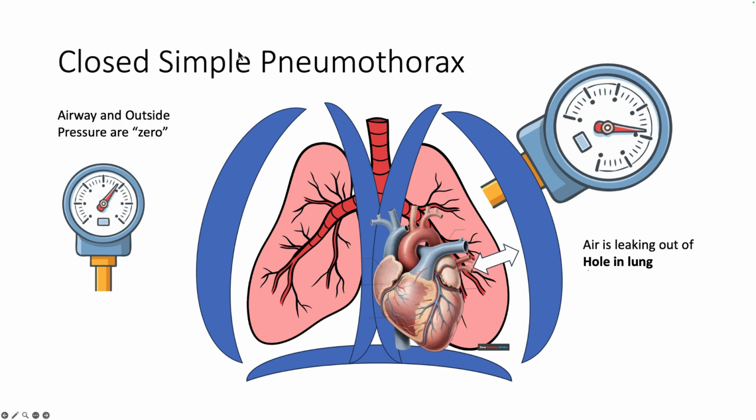Now, if we talk about a closed simple pneumothorax, again, pressure in the airway and pressure outside is 0. What happens is we have a hole in the lung itself, even though the chest wall is intact. So what's happening here is because there's a negative pressure in here, it's going to slowly pull air out of the lungs into this space, and that's going to slowly leak over time. So this would be a spontaneous pneumothorax, or maybe a blunt trauma pneumothorax, maybe a broken rib has poked a hole in the lung, or the patient's popped a bleb.